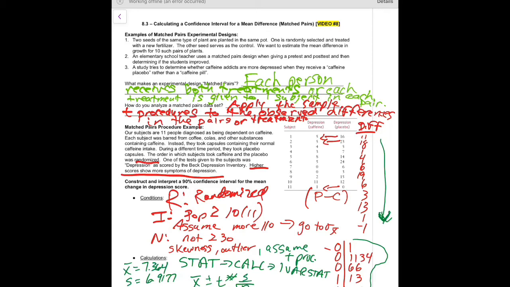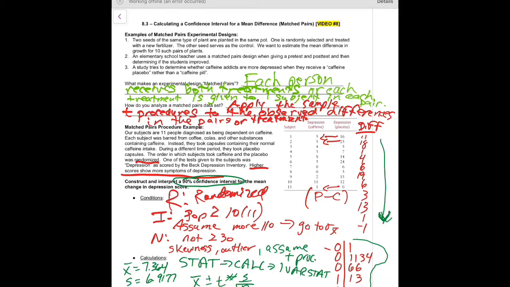How do I get a t-score? Inverse t. Well, I have a 90% confidence interval. That means 1 minus 0.9 divided by 2, which is 0.05. So inverse t of 0.05, comma, degrees of freedom. Well, if there's 11 people, I use 10 as my degrees of freedom. That's going to give me a t-score of, I believe, around 1.812. I'm running out of room here. Mine is bigger on the screen, and then times 6.9177 over the square root of 11.